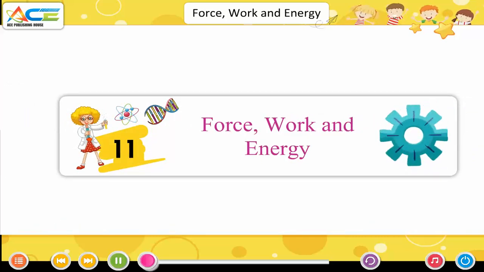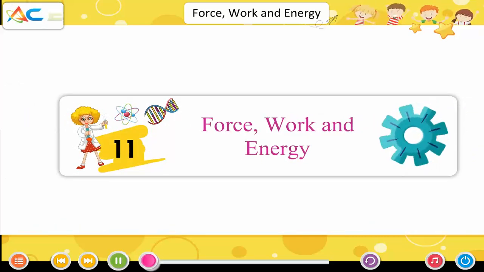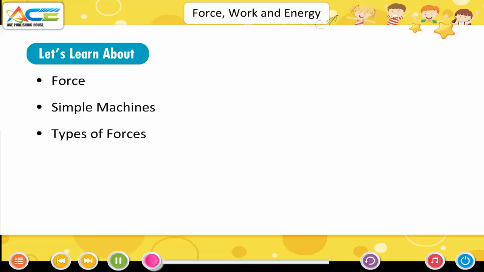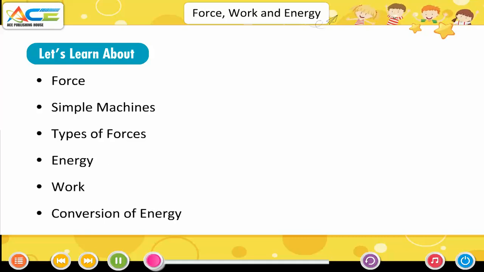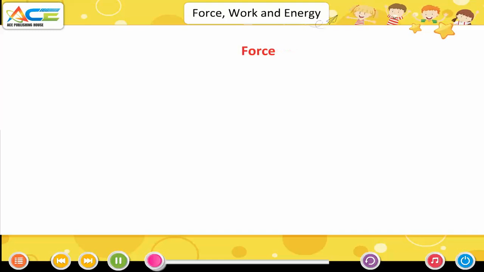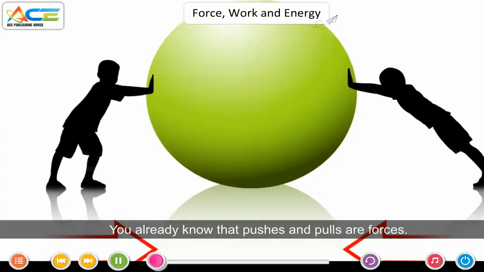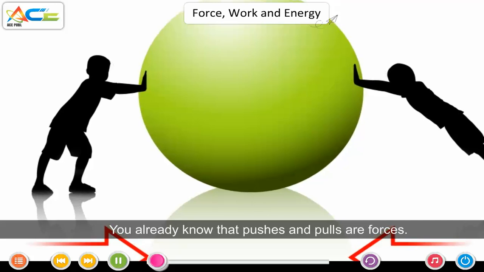Chapter 11. Force, Work and Energy. Let's learn about force, simple machines, types of forces, energy, work, conversion of energy. Force. You already know that pushes and pulls are forces.